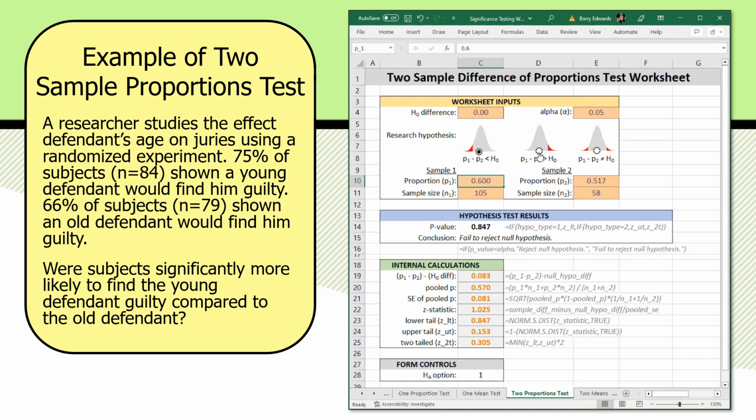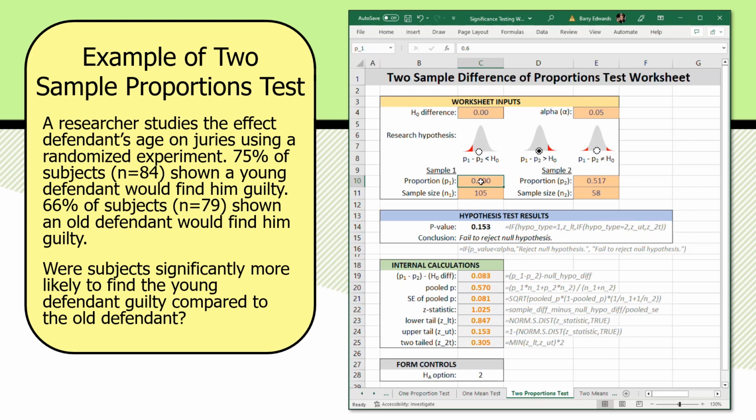So I'm going to select the second research hypothesis, and let's just think about this. Proportion 1, the proportion who find the young defendant guilty, minus the proportion finding the older defendant guilty, is going to be greater than 0. So that's going to be true if this is a positive value, and if it's a statistically significant positive value falling in the red area here, the null hypothesis rejection region. Let's put in the values.